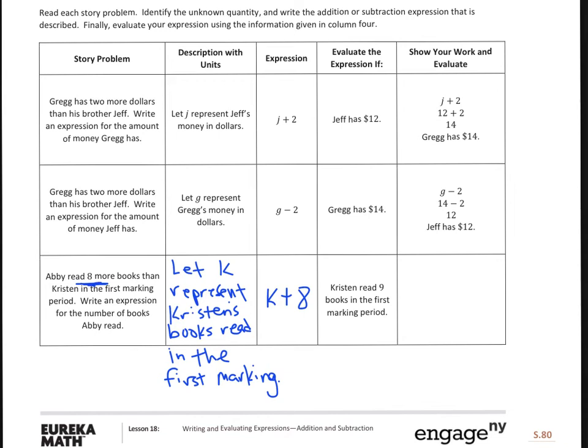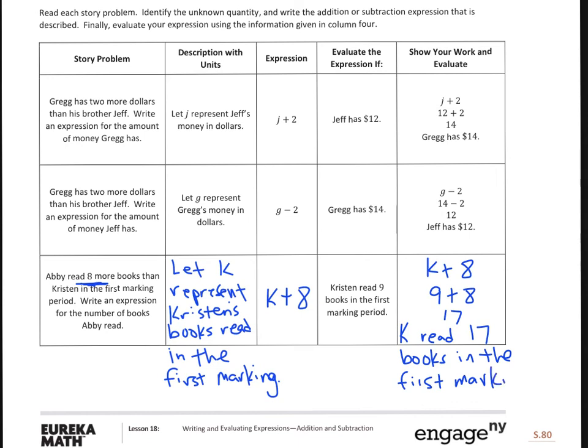So now I'm going to solve. If Kristen read 9 books in the first marking period, I would plug a 9 in there. So over here, I know K plus 8 was my expression. So now it's going to be 9 plus 8, and that's going to equal 17. And so Abby, I'm just going to use an A here, read 17 books in the first marking period. That's a lot of books, so the marking must be a good amount of time. All right, so go ahead and try to fill out the next page's table as well.